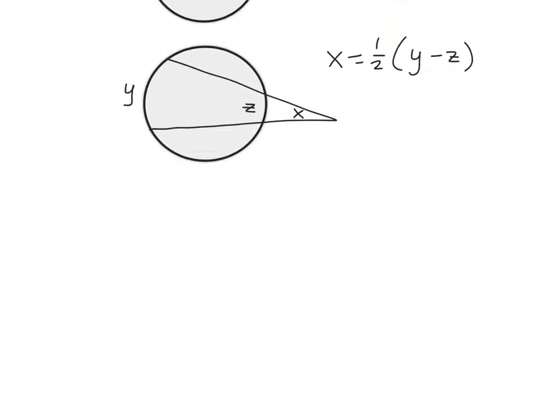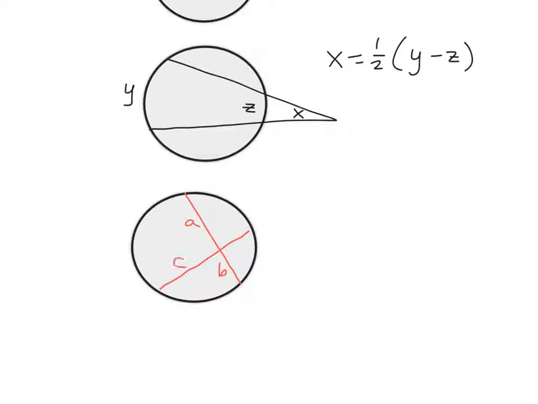When it is inside and you're dealing with segments instead, okay, if this is A, B, C, and D, so now we're talking segments inside, you're just multiplying the two that are on the same chord. So A times B equals C times D.